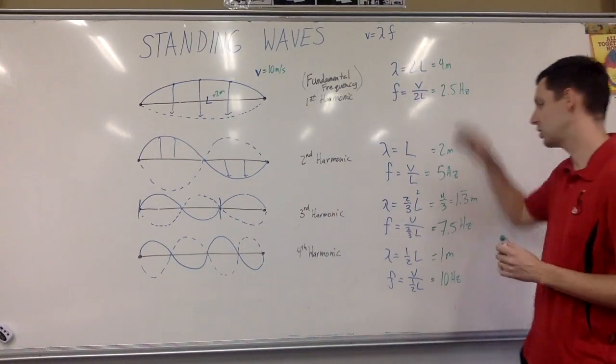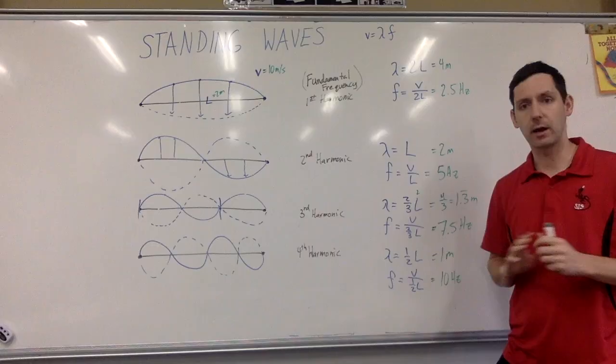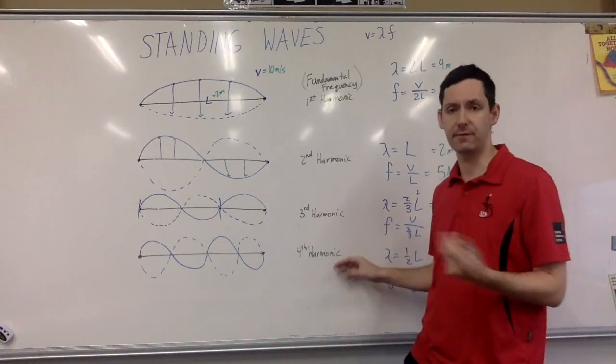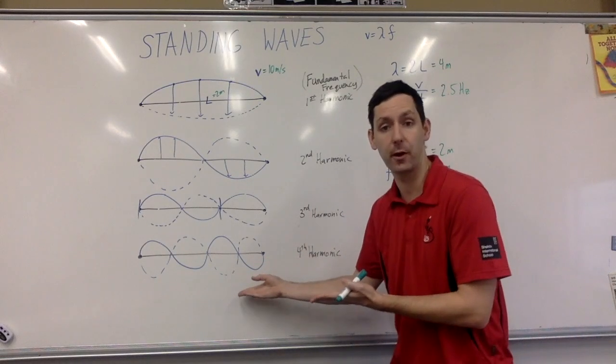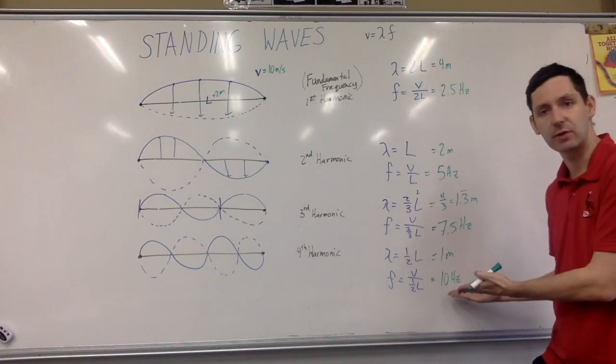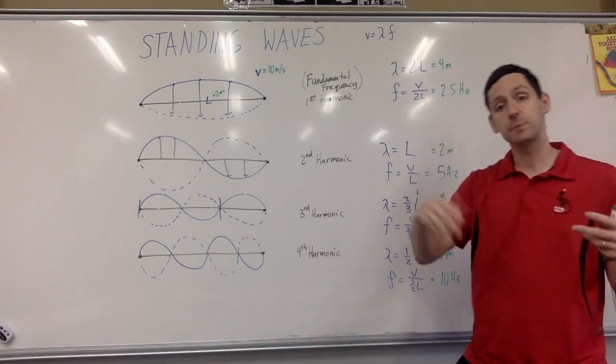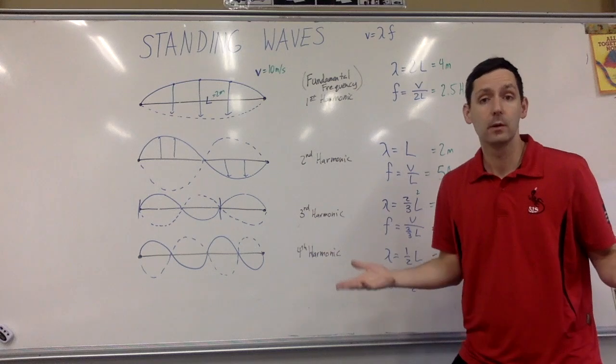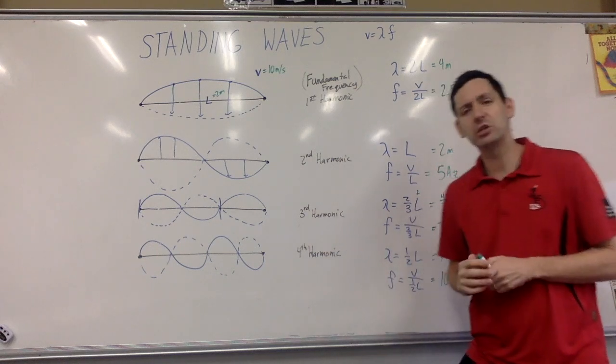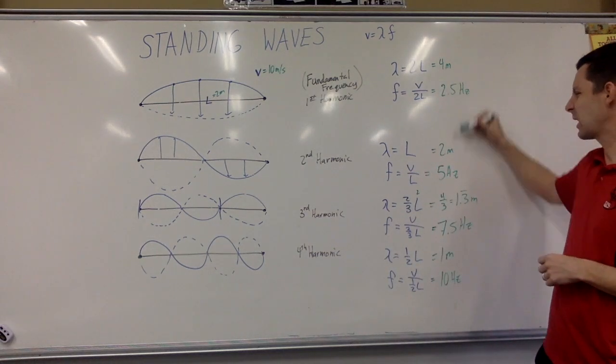But recognize that I could have just gone to any one of these and worked with it. I don't have to go through every single one of these. If I want the fourth harmonic, I draw the picture of the fourth harmonic, and then I take the equation straight from there. I get the wavelength from there, I use the speed, I get the frequency from there, no problem. One thing I want you to notice, though, is that the wavelengths are kind of doing something weird.